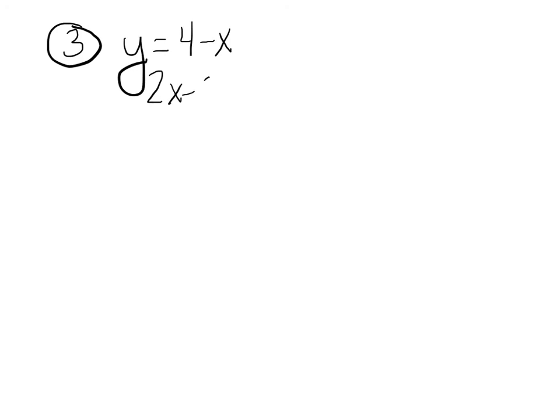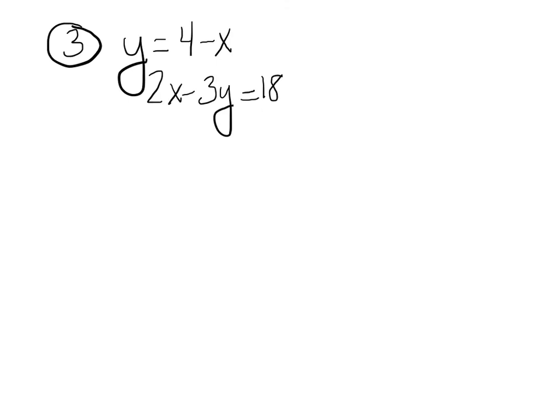We have one more example. Example number 3. The first equation is going to be y equals 4 minus x. The second equation is going to be 2x minus 3y equals 18.